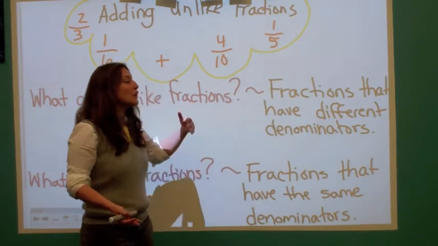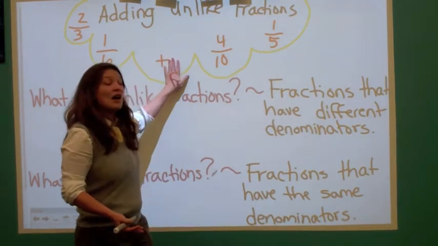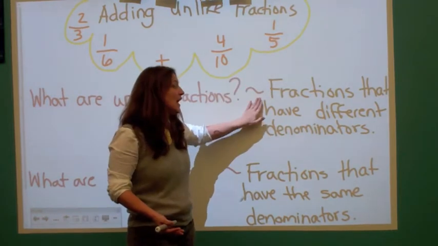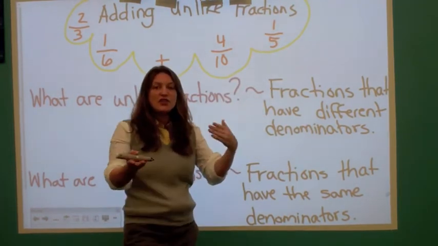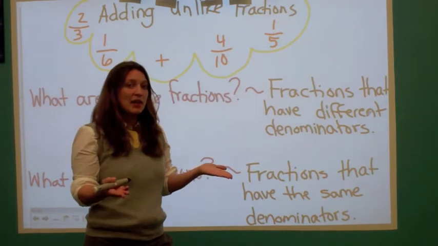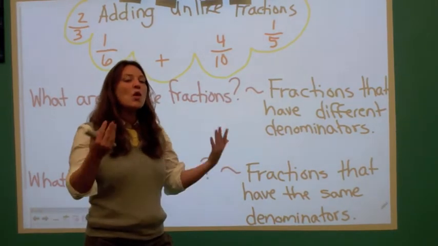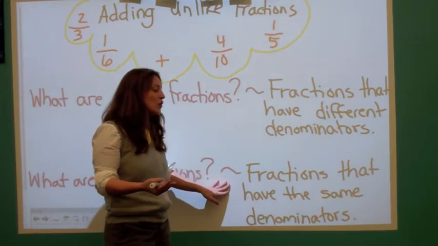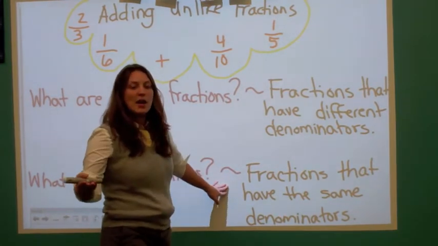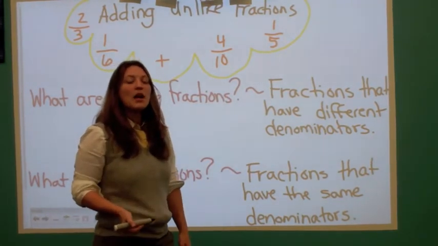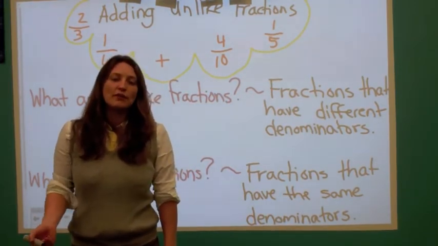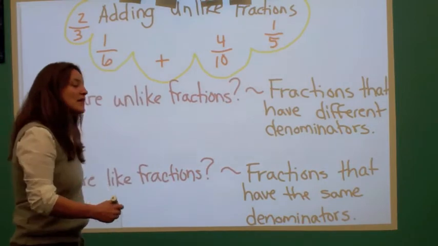So you might be wondering, how are we going to add unlike fractions in this lesson? Well, we're going to take these unlike fractions, the fractions with two different numbers in the denominator, and we're going to turn one of them into a like fraction. We're going to turn one into the same denominator as the other. And we do that by finding one fraction's equivalent fraction. And this is how we do that.